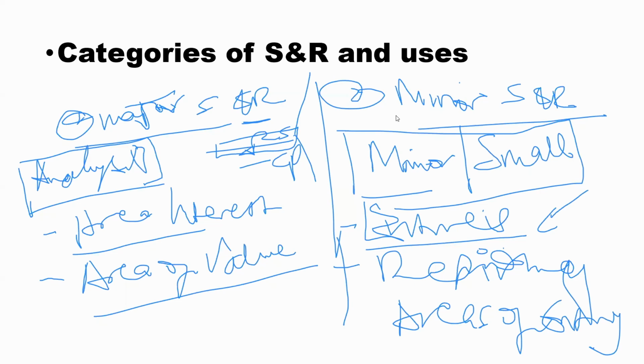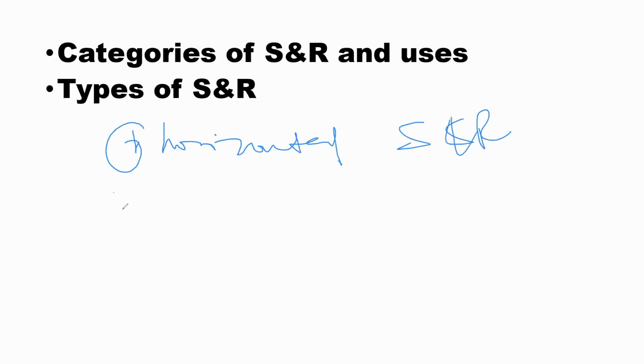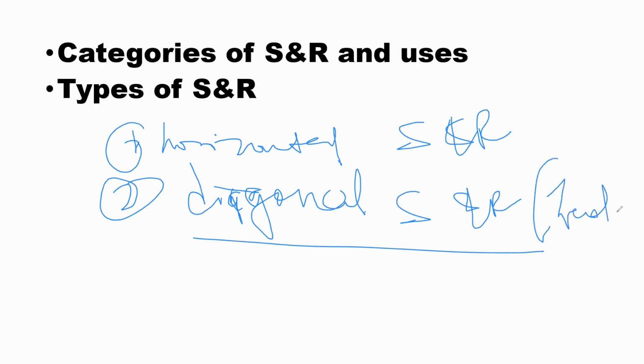The next thing that I want us to talk about are the types of support and resistance. Now, we do have also two types of support and resistance. The first one is horizontal, which we're going to talk about today, the horizontal support and resistance. Then the second one is the diagonal support and resistance. Now, the diagonal support and resistance is what we call the trend lines. Now, this one we're going to talk about in a different video.